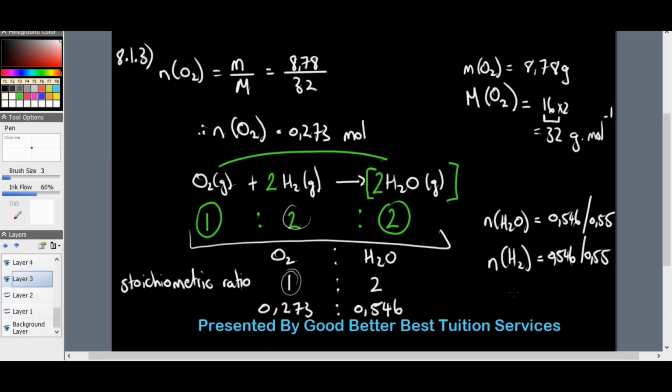Okay, so that's how we work out the number of moles of water vapor, which was actually just this part over here. And don't forget to put mole at the end of that. So let me just put mole.